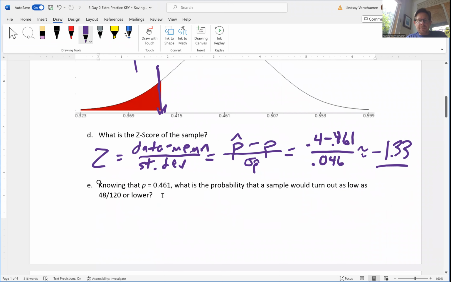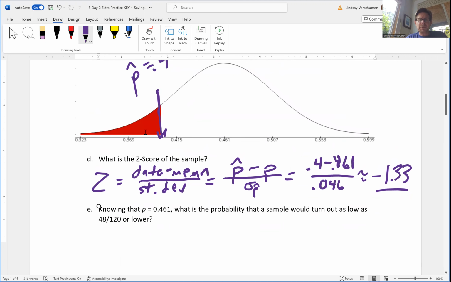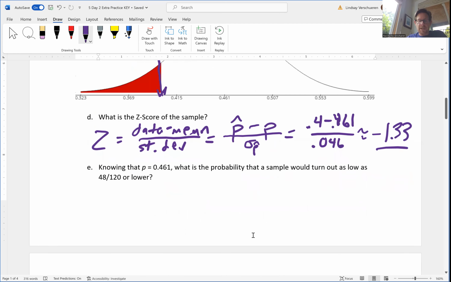And then it says, knowing that p equals 0.461, what's the probability the sample would turn out as low as 48/120 or lower? And that's what we see in red here. The values that would be 40% and lower. It's like asking, was your sample bizarre? And we say no, it's actually pretty reasonable that a sample proportion like 40% would come out of a sample size of 120 with this whole setup.